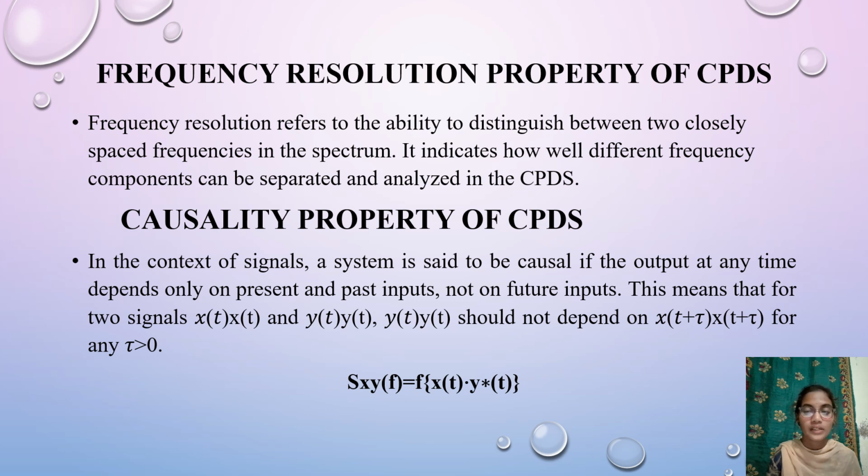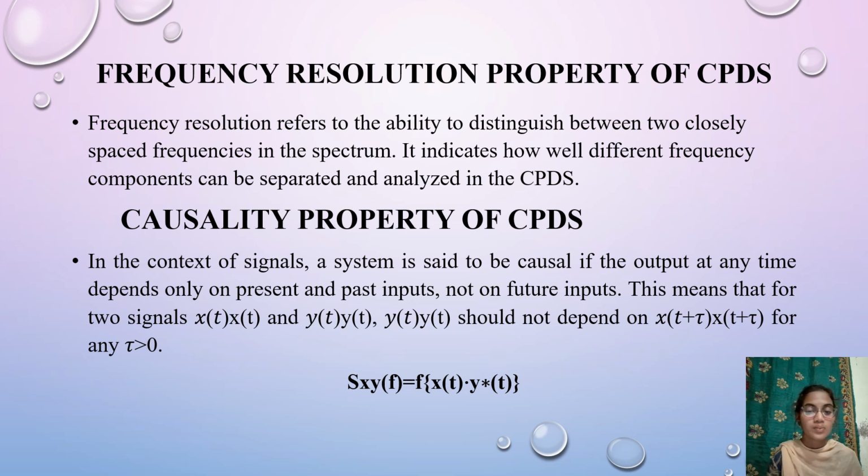Frequency resolution property of the cross power density spectrum. Frequency resolution refers to the ability to distinguish between two closely spaced frequencies in the spectrum. It indicates how well different frequency components can be separated and analyzed in the cross power density spectrum.